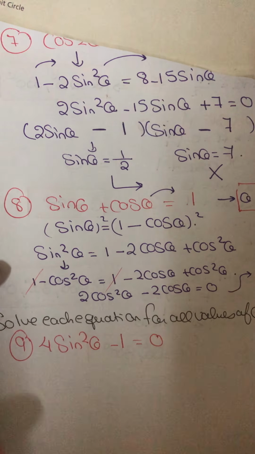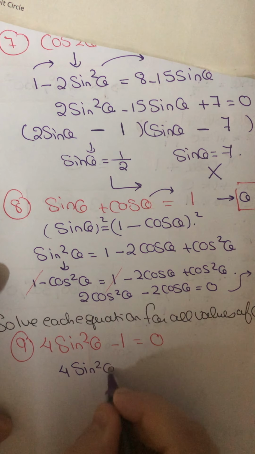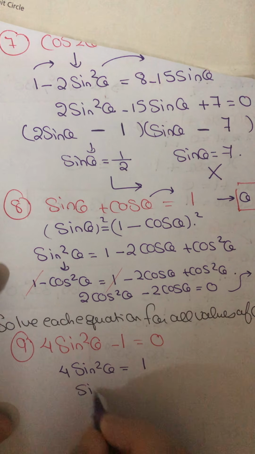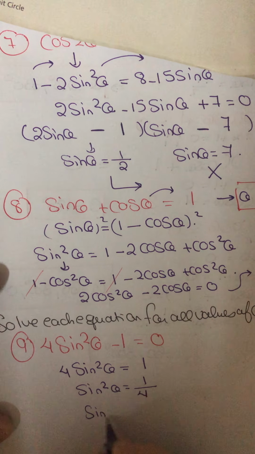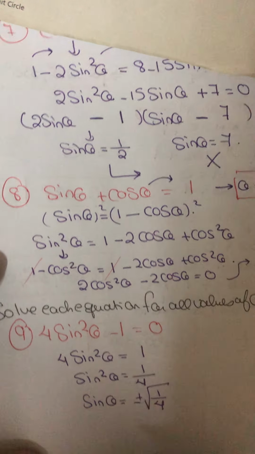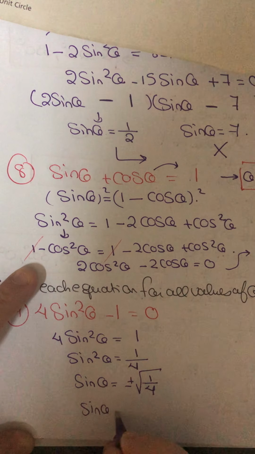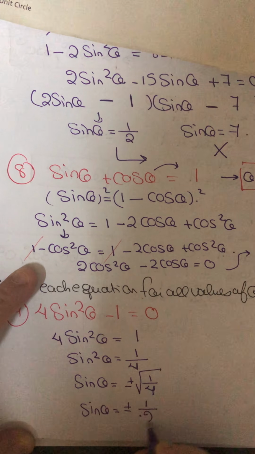Here is a very, very direct question. I would just say 4 sine squared theta equals 1. So sine squared theta equals 1 over 4. So sine theta equals plus or minus root of 1 over 4. So sine theta equals plus or minus 1 over 2.